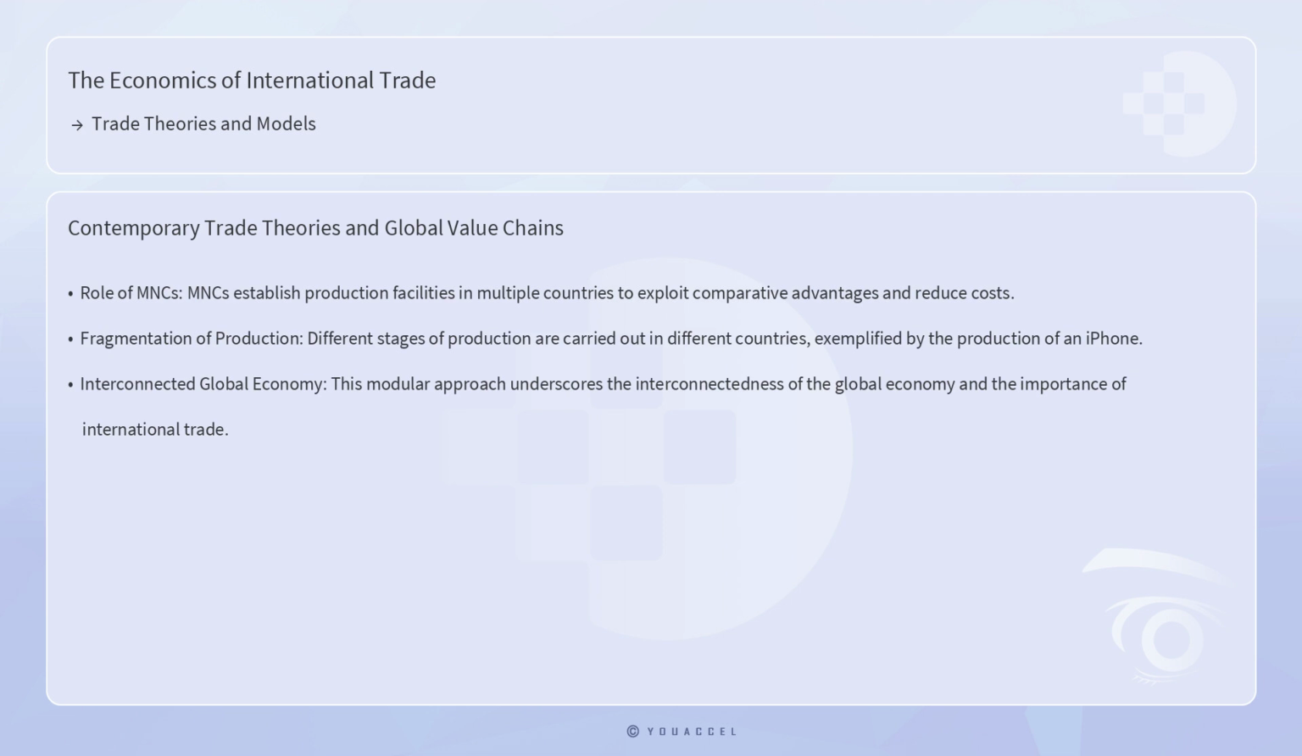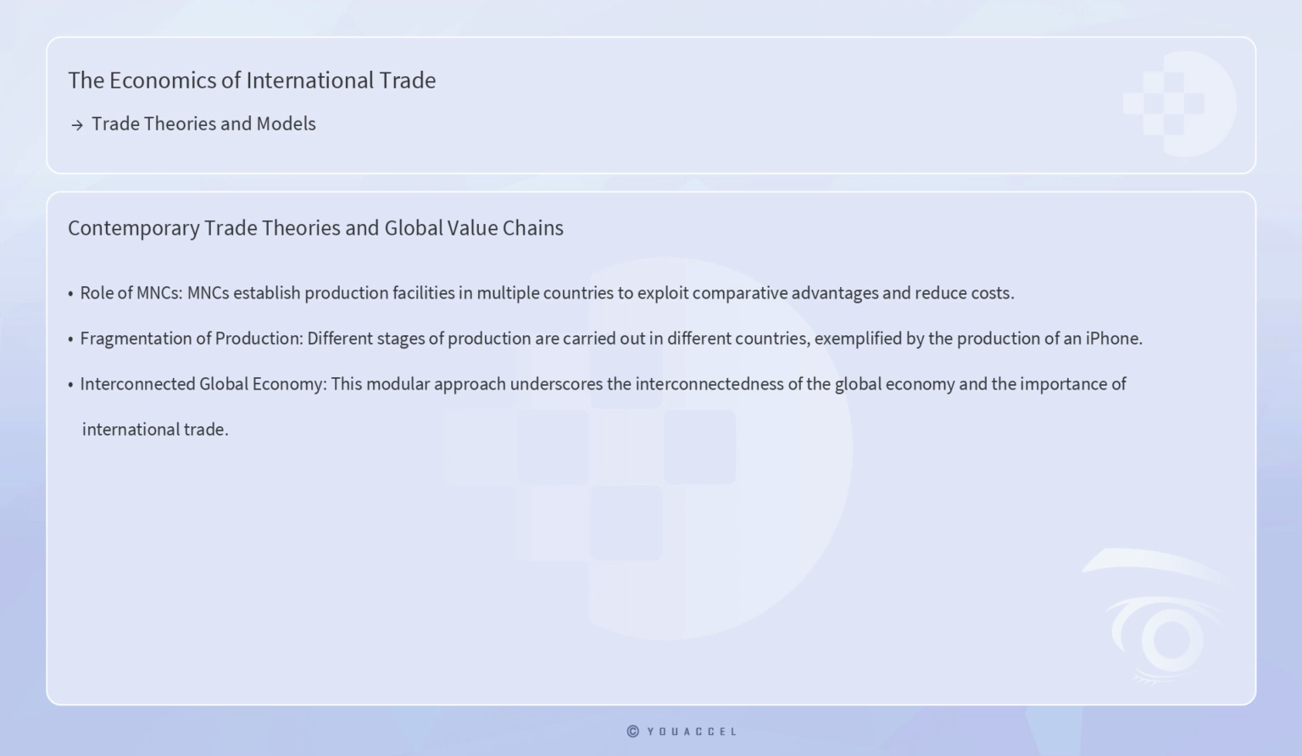Moreover, contemporary trade theories also consider the role of multinational corporations and global value chains. MNCs establish production facilities in multiple countries to exploit comparative advantages and reduce costs. This has led to the fragmentation of production processes, where different stages of production are carried out in different countries.